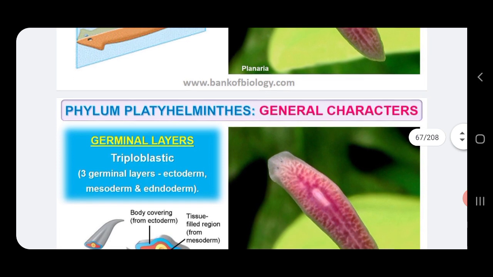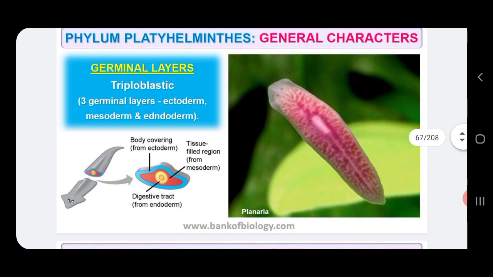Then second point is about the germinal layers. These are triploblastic, because they are made up of three germ layers, that is ectoderm, mesoderm and endoderm. So here in the pictures they have shown you the body covering from ectoderm, blue color, then the red color is the mesoderm and the inner yellow color is the endoderm. When you cut the animal, you'll have the three germ layers, that is outer ectoderm, middle mesoderm and inner endoderm.